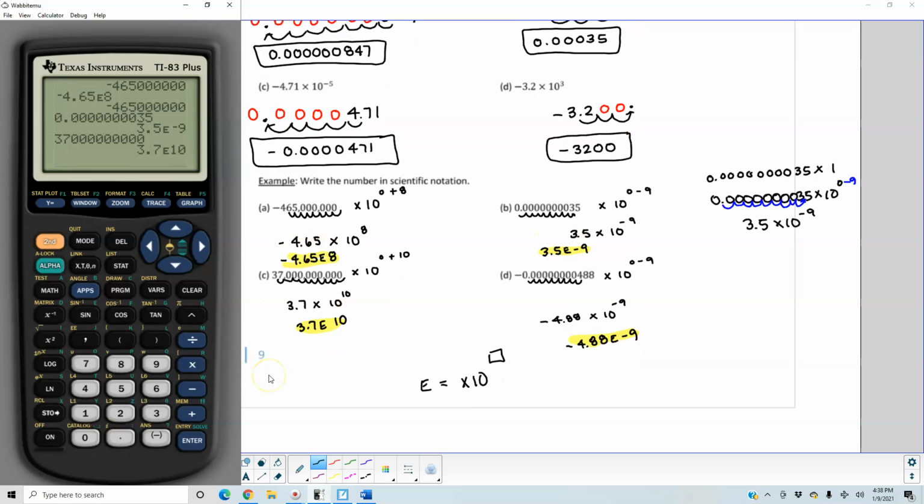And then likewise, we have the following: negative 0.12345678, and then if we hit enter, you can see the scientific notation is negative 4.88 e to the negative 9, which is the same thing as negative 4.88 times 10 to the negative 9.